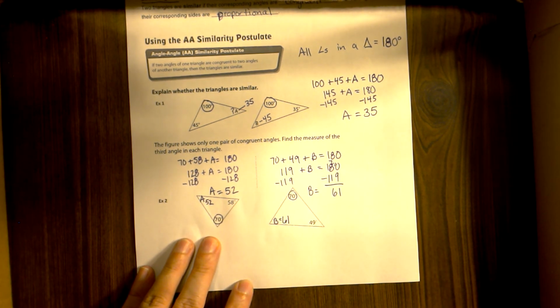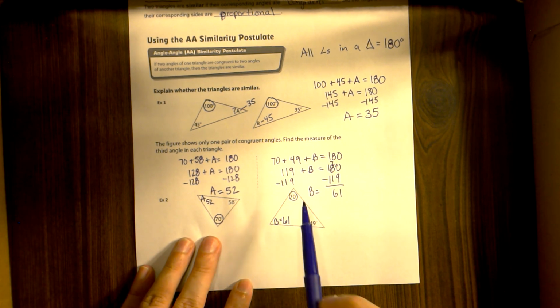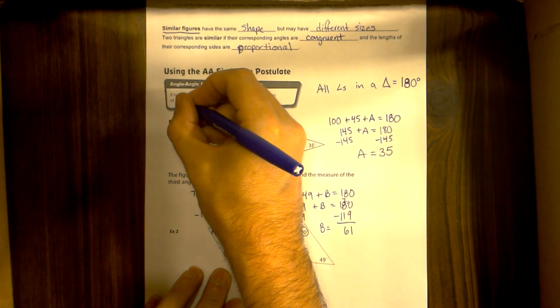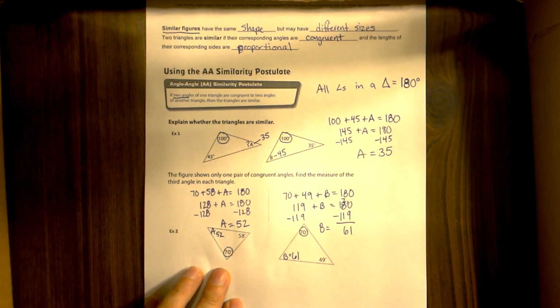They're not similar figures because two of the angles are different. There's only one angle that is congruent to each other. And for the triangles to be similar, they must have two angles that are congruent.